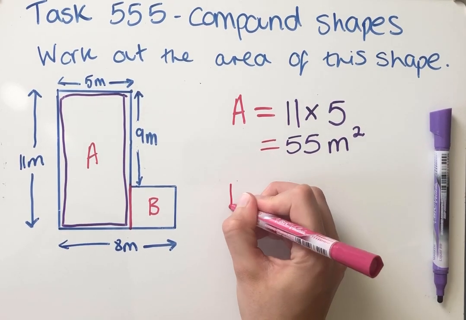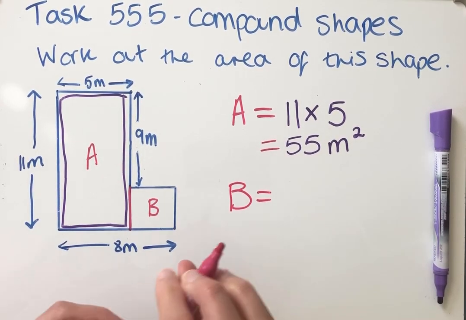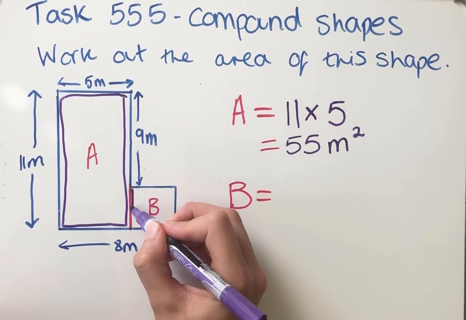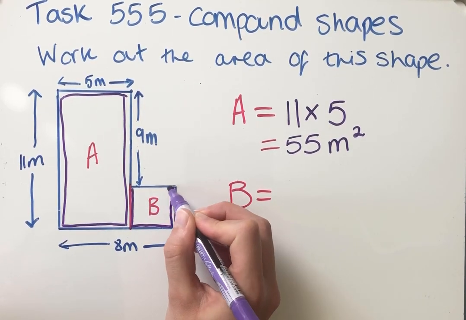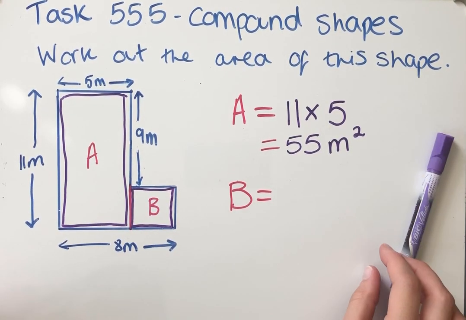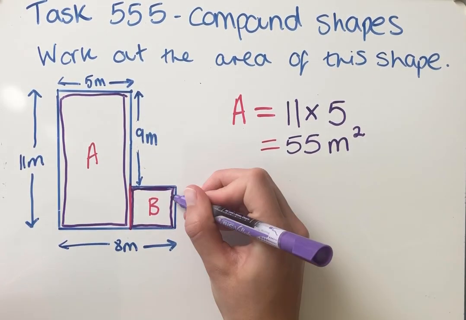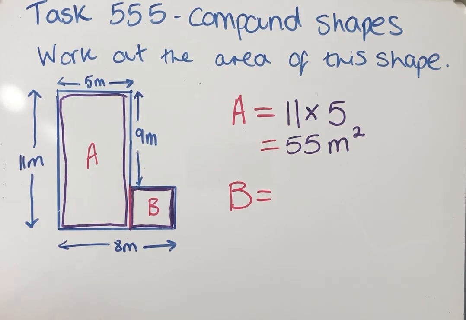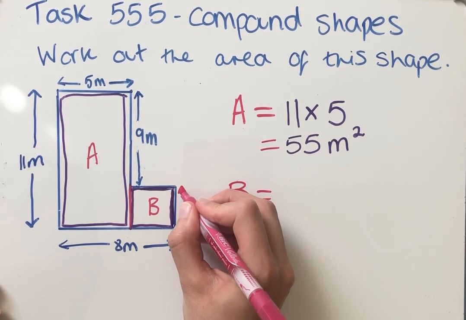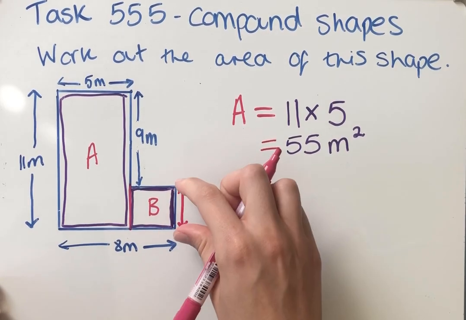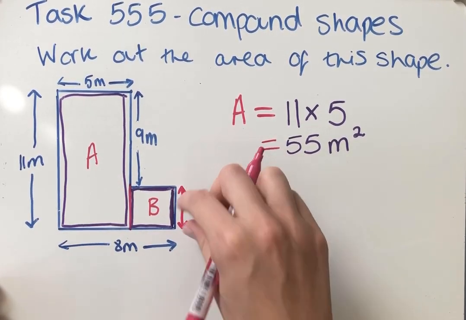Now I've got to find out for B. Let's just look at B. I'm just going to trace it. It's here. Now the problem with B is I don't actually know the length here or the length here, so I've got to figure them out. I'm going to start figuring out this length first. Okay, my length and my width. I'm going to figure out the length first.